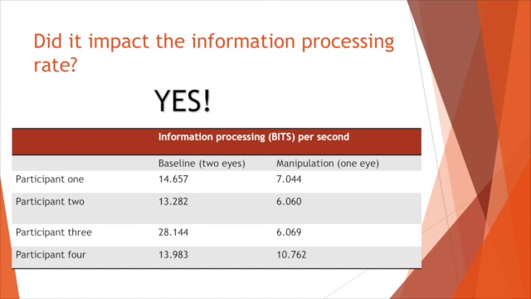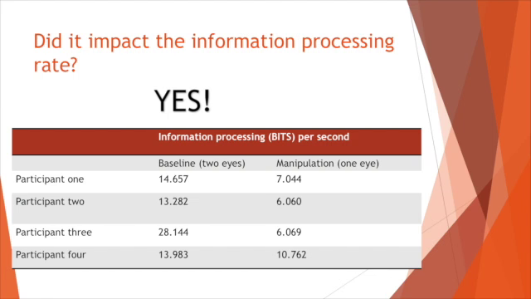For participants 1, 2, and 3, results showed that the manipulation of completing the task with one eye did have an impact on the information processing rate, as participants were able to process more bits of information in the baseline condition, completing the task with two eyes, compared to the manipulation condition, completing the task with one eye. For participants 1 and 2, from baseline to manipulation, there was a reduction of the information processing rate by more than half. However, for participant 3, the reduction from baseline to manipulation information processing rate was even greater than participants 1 and 2. This result may be due to individual differences of the participant and or other confounding factors.